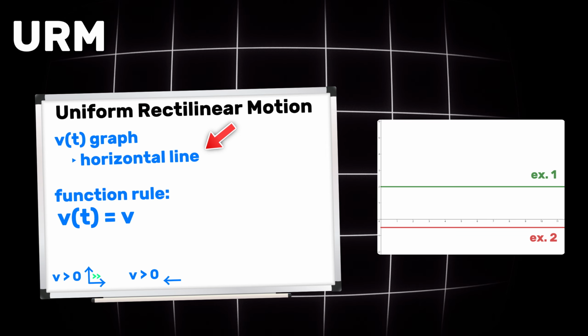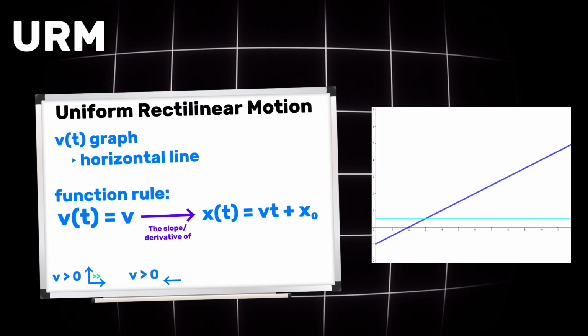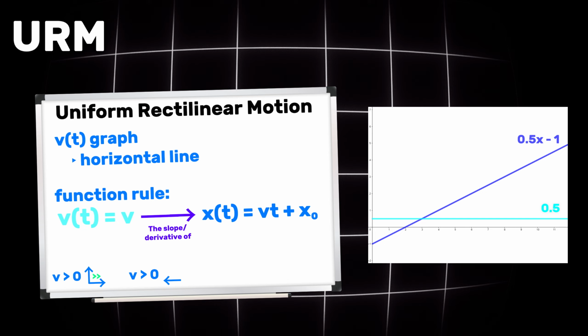The velocity versus time graph is a horizontal line, given by velocity of t equals velocity. This line represents the slope of the position graph x of t. Look at this example. The light blue line, y is equal to 1/2, is the derivative of the dark blue line with a slope of 1/2. It's important that you know this because this will be very helpful later on. Notice that you cannot determine the initial position of the object from the velocity graph. You can only determine its velocity.